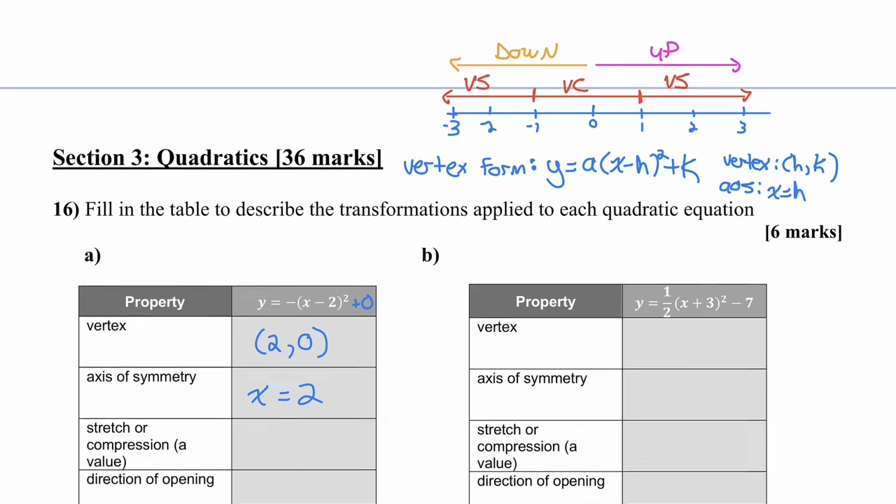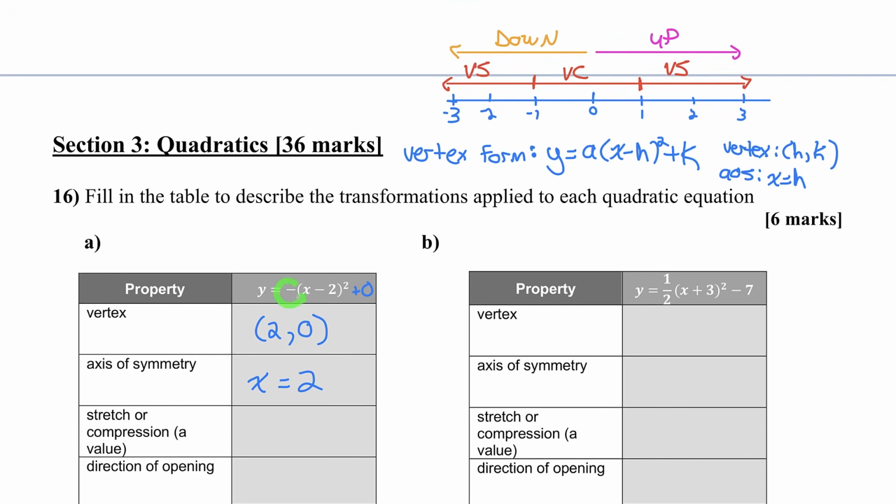So with all that information, I notice the a value of my first quadratic is -1. When it's at -1, there's not a stretch or compression, but it does open down. So I can say stretch or compression, none. Multiplying by -1 doesn't make it bigger or smaller, but the direction of opening, I can say down.